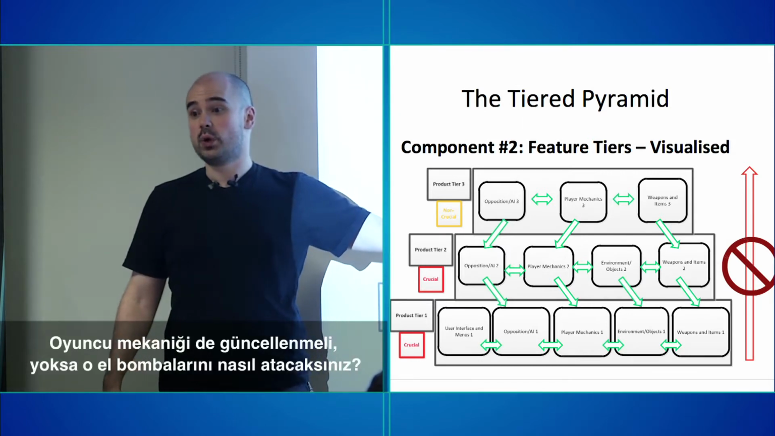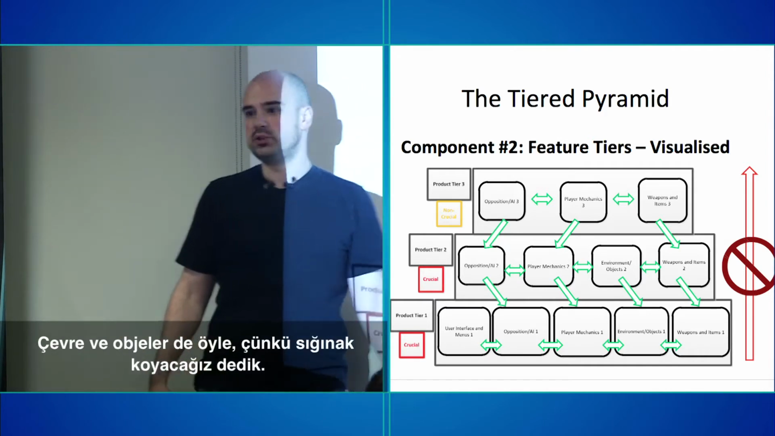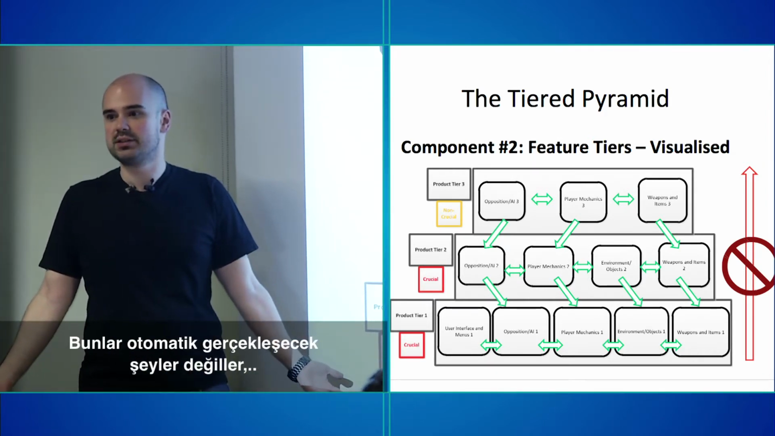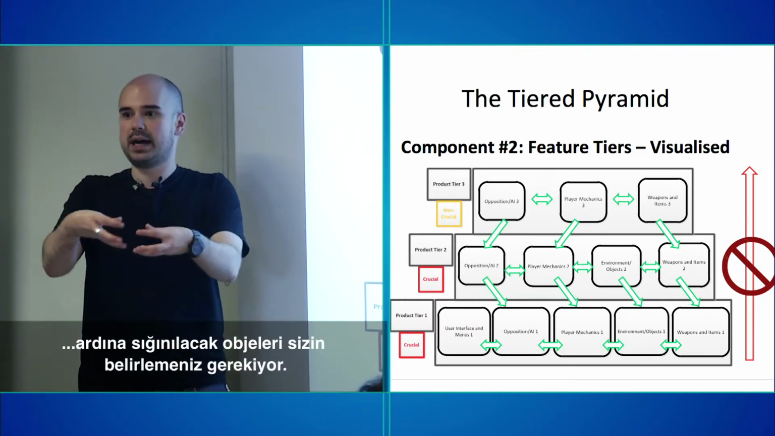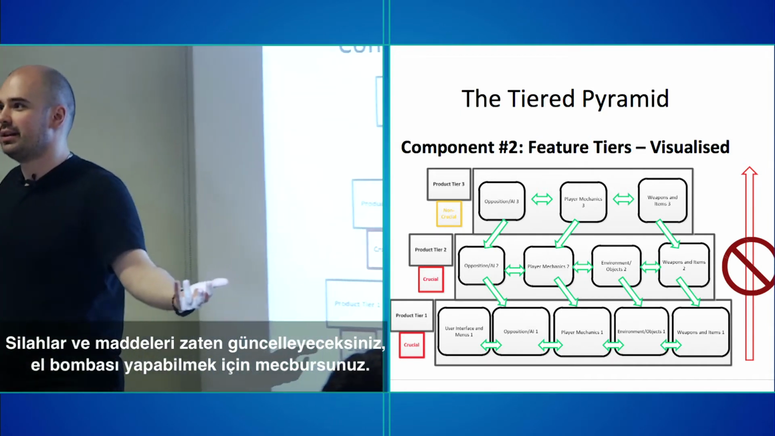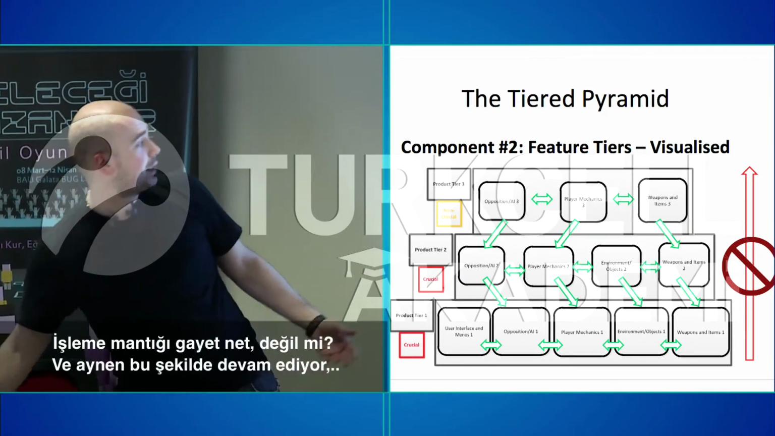Player mechanics 2. Well, you need some way of actually throwing those grenades, right? Environment and objects 2. We said cover. Well, you should probably have cover objects because it doesn't happen automatically. You need to actually define what a cover object is. Weapons and items, well, you need the grenades, right? Pretty straightforward, right? And it continues like this. Same thing here.